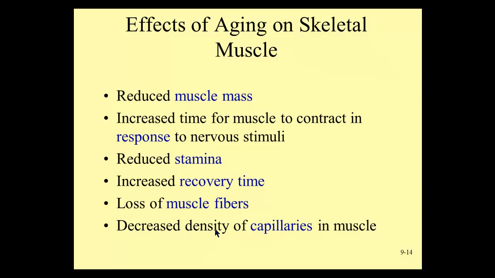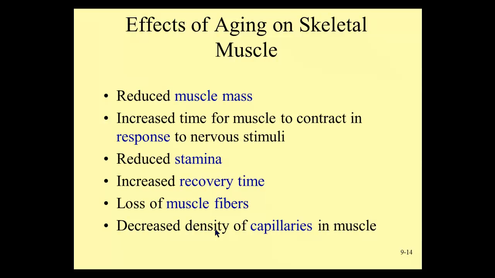And because of less capillaries, less ATP usage efficiency, we see reduced stamina. People can't go quite as long. They can't run as far as they used to. And it takes longer for those muscle cells to recover to be able to contract again. So there's longer rest periods needed between activities as we age. And as we have reduced muscle mass, that's a result of lost muscle fibers. Those muscle fibers just don't rebuild like they used to when we were younger.